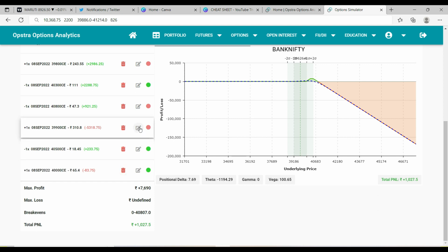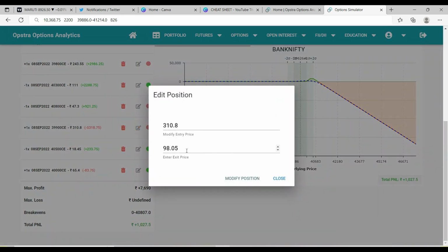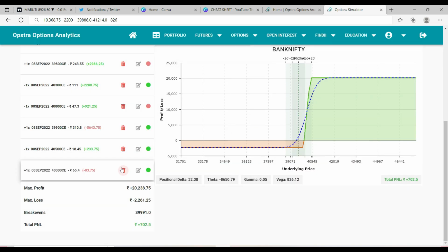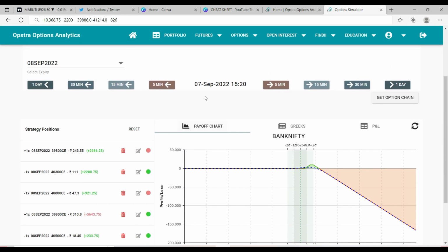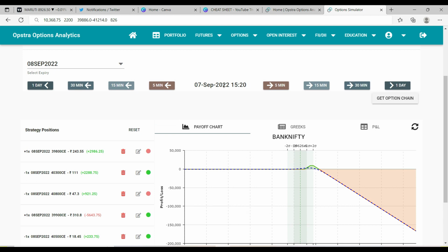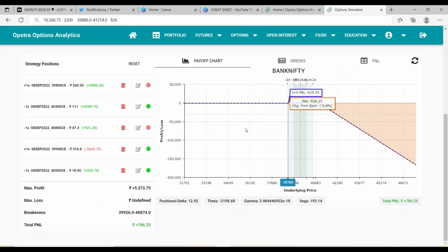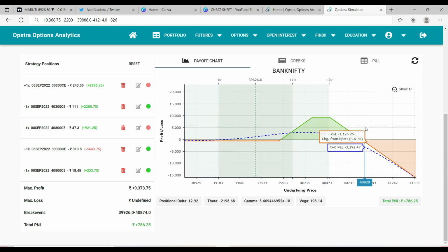What was the 39,900? I'll make this again zero. Let's see. This is going to be interesting, and I'll delete this one because I've added this thing. I'll delete this. 40,000. Yeah, so this was my original trade on Wednesday at 320. Now I'll try to sell some, because if you look at this logic, you have a safety of almost 3.48%.